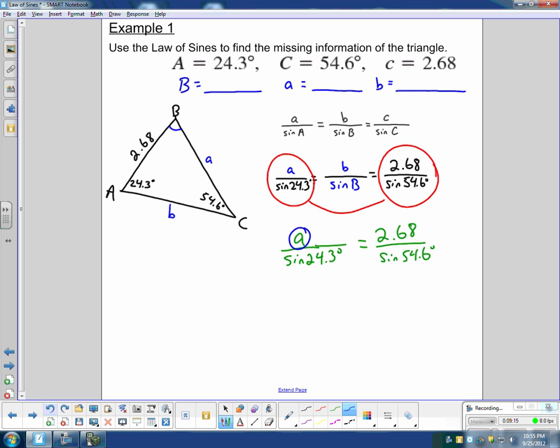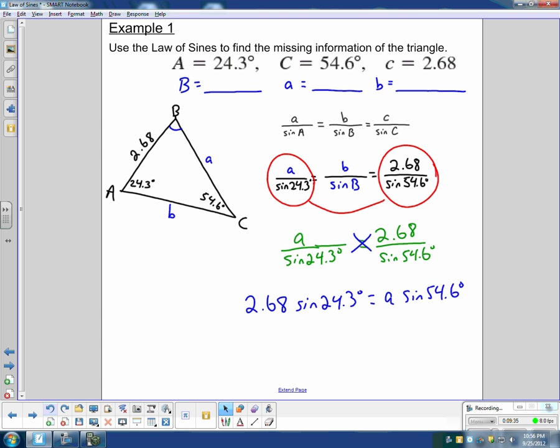So what I'm going to do to solve for A, just to help me stay organized all the time, is cross multiply real quick. Cross multiplication is going to get me 2.68 times the sine of 24.3 degrees equals my side A times the sine of 54.6 degrees. Now, in order to figure out what A is, I need to get A by itself, and I'm going to do that by dividing both sides by the sine of 54.6 degrees.